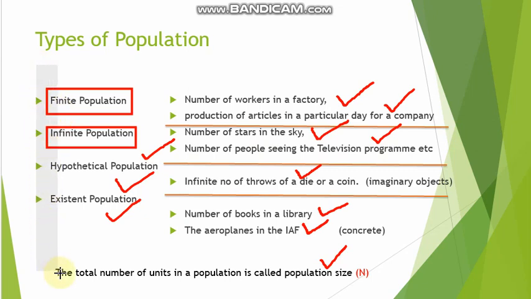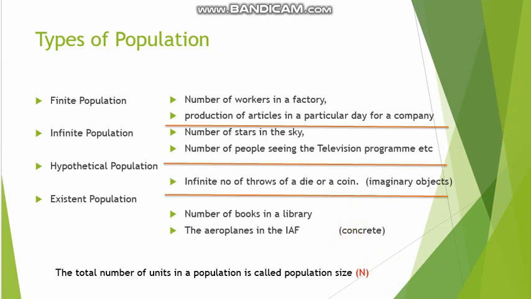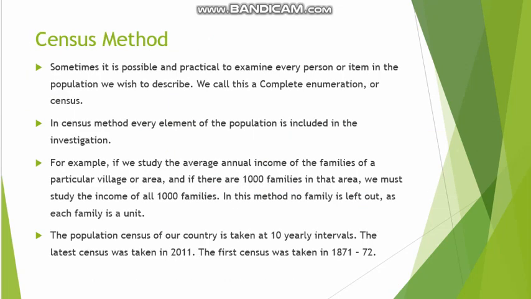So the next question arises: any information on the population can be collected in two ways. One way is the census method, and the second way is the sample method. So now we are able to understand what is actually meant by the census method.